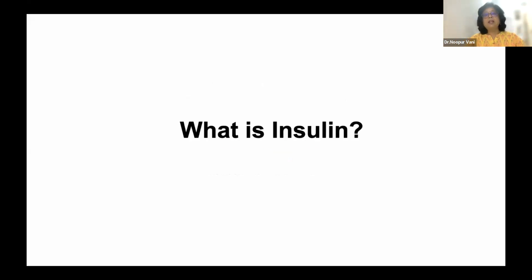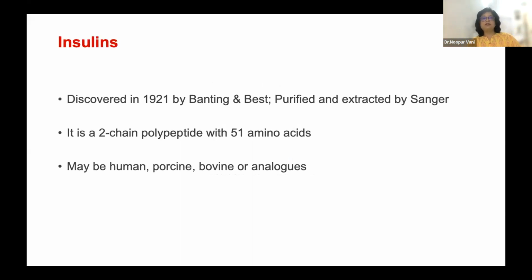So let me begin. What is insulin? The first and foremost, I think we have forgotten the definition. It was discovered in 1921 by Banting and Best, of course. It is a 2-chain polypeptide with 51 amino acids, and it may be human, porcine, bovine, or analog. Porcine and bovine I haven't seen in my life. As far as I remember, we have only used human and analogs.